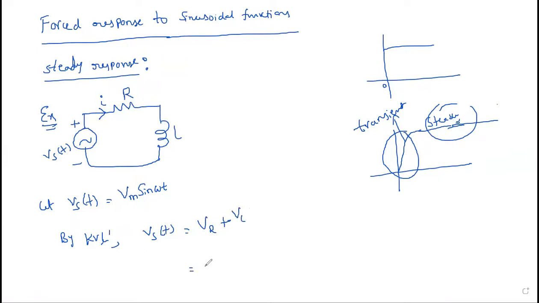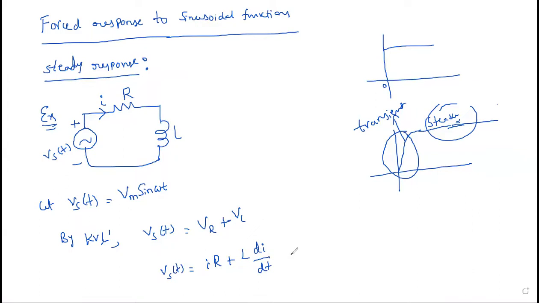Now what is VR? The voltage across the resistor is I into R. Plus VL, the voltage across the inductor. What is the formula for the voltage across an inductor, if you know the current? It is L into di by dt. This is the expression for the voltage across the inductor. Now we have the equation.